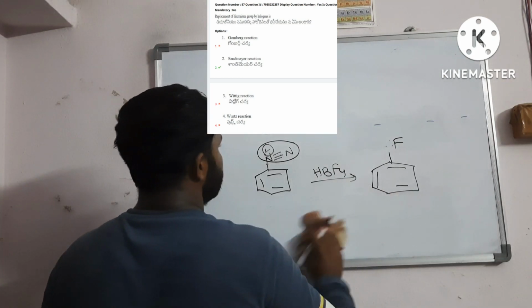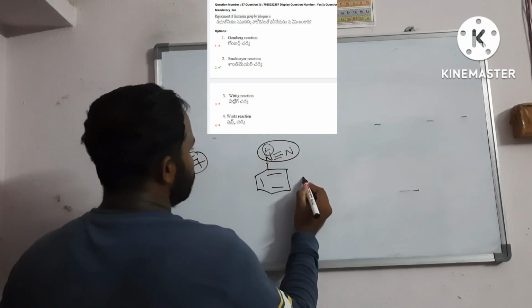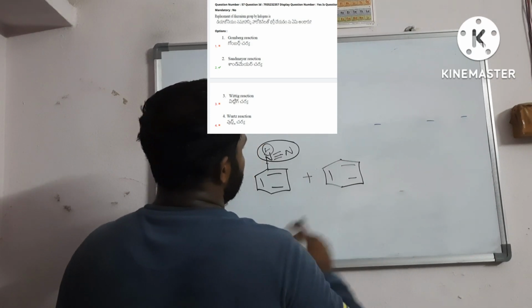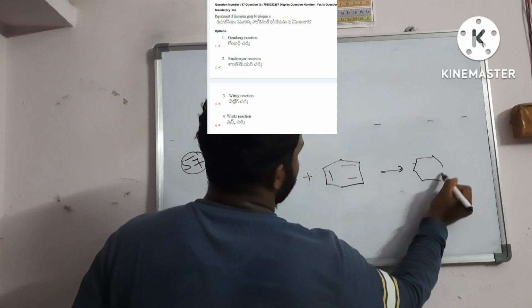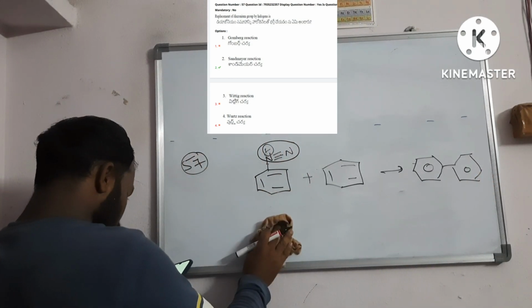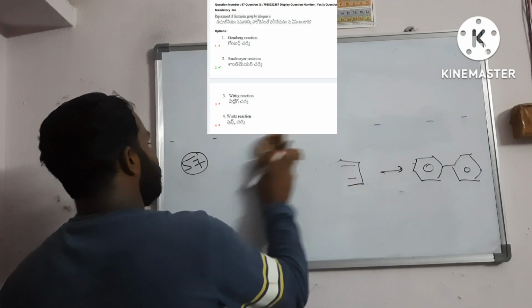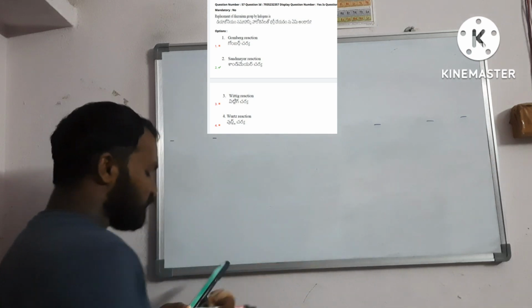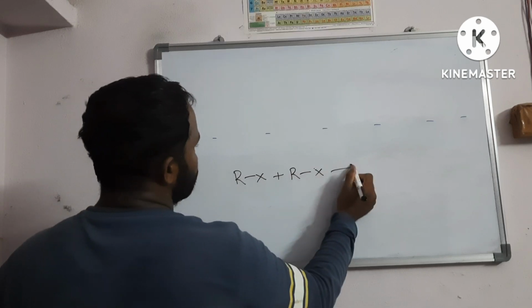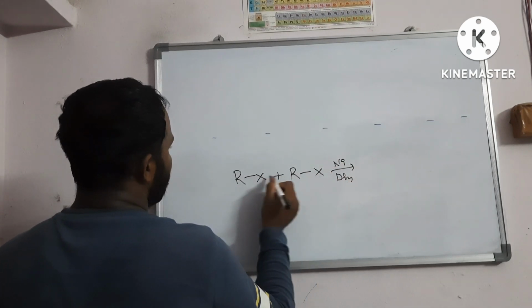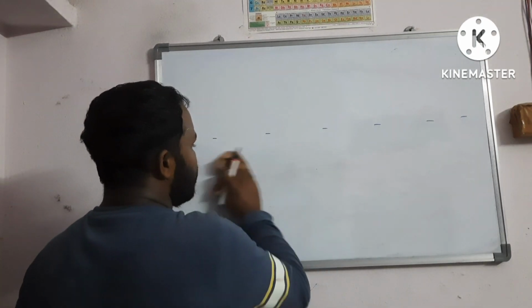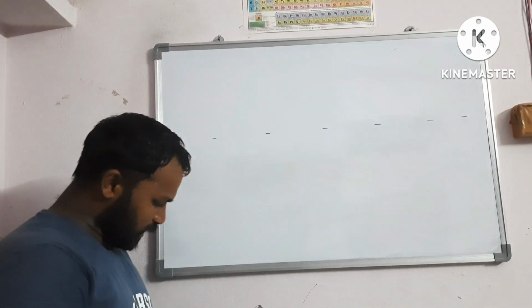What is the Gomberg reaction? The Gomberg reaction is nothing but a diazonium salt reacting with benzene. It gives a diaryl compound. The diaryl or diphenyl compound formation is called the Gomberg reaction. And the Sandmeyer reaction we just discussed. The Wittig reaction we already discussed in the previous problem. And what is the Wurtz reaction? RX plus RX in the presence of sodium in dry ether. Sodium in dry ether, what happens? This R and R get joined to form R-R, an alkane. This is not a double bond formation, not an alkene.